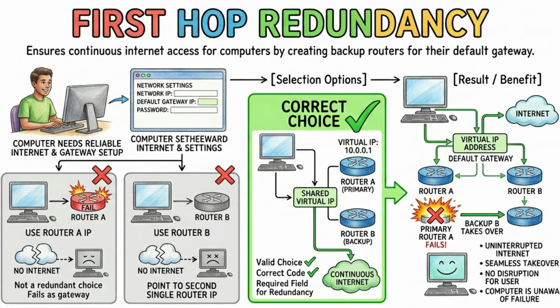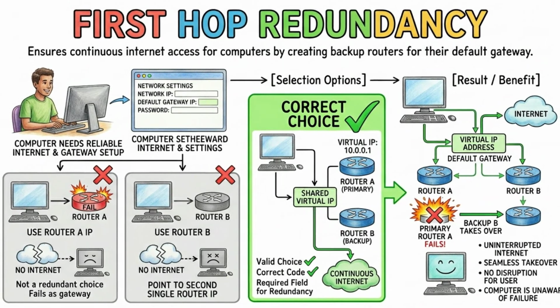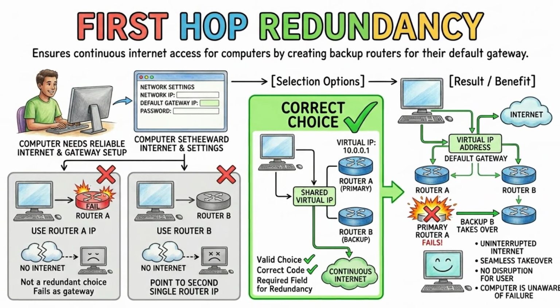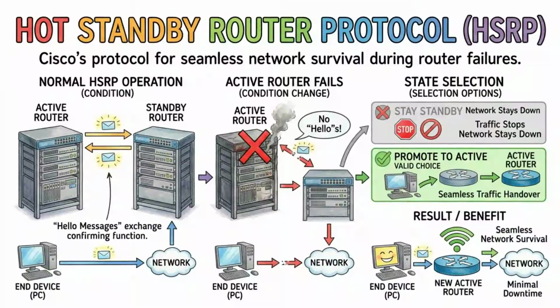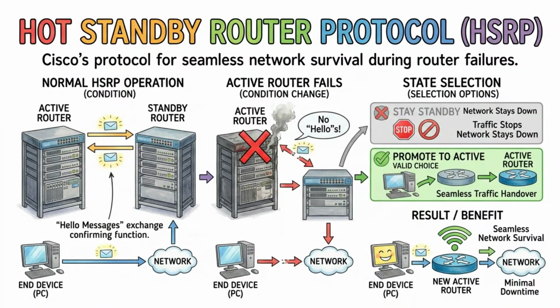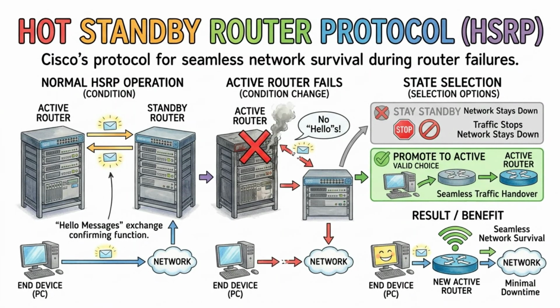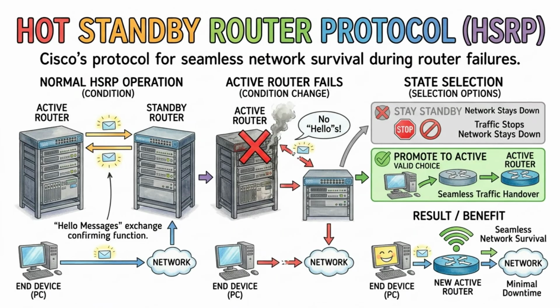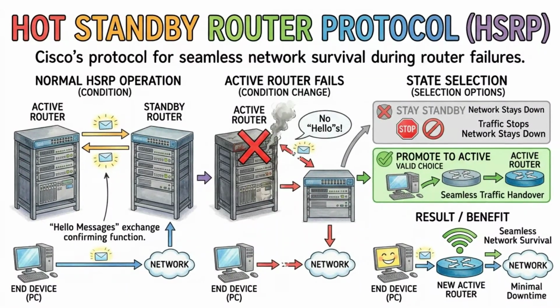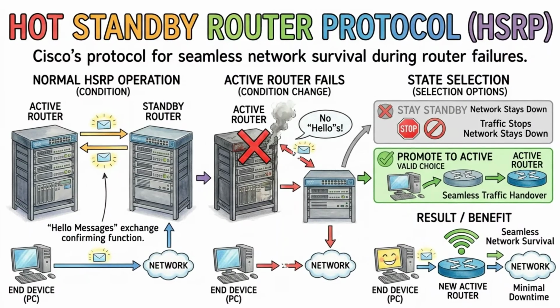This guarantees that if the primary router suddenly loses power, the backup router instantly takes over without the computers ever noticing a disruption. The specific first-hop redundancy protocol created by Cisco that you need to study is called Hot Standby Router Protocol, or HSRP. In an HSRP setup, one router is elected as the active router that handles all the daily traffic, while the other sits quietly as the standby router.